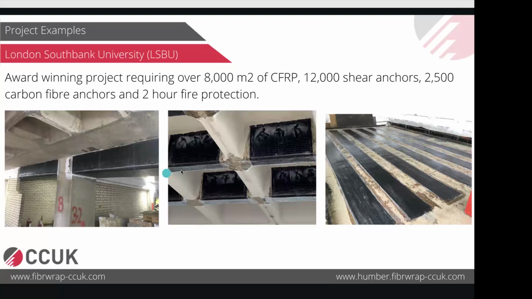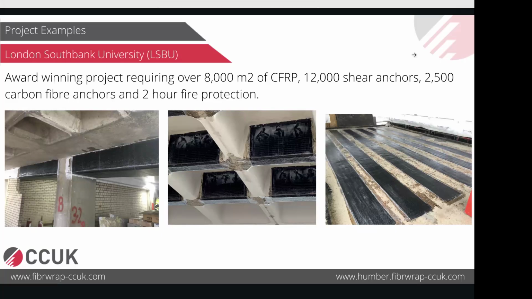We applied FRP plate at the underside for flexural strengthening. This is the shear strengthening of individual waffles with the anchors. This is the top strengthening of these same ribs for hogging moments. So the amount of carbon fiber used on that project was around 8,000 square meters, which is the biggest quantity of carbon fiber in a building environment in the UK.